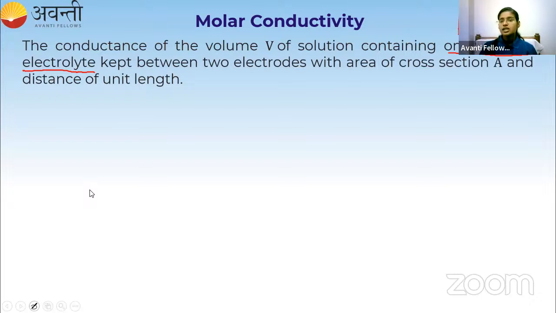So molar conductivity is actually denoted by the letter lambda m. So lambda m is equal to kappa into V, where kappa is the conductivity and V is the volume. And this volume is going to get rearranged with one concentration term. And that concentration term is molarity.